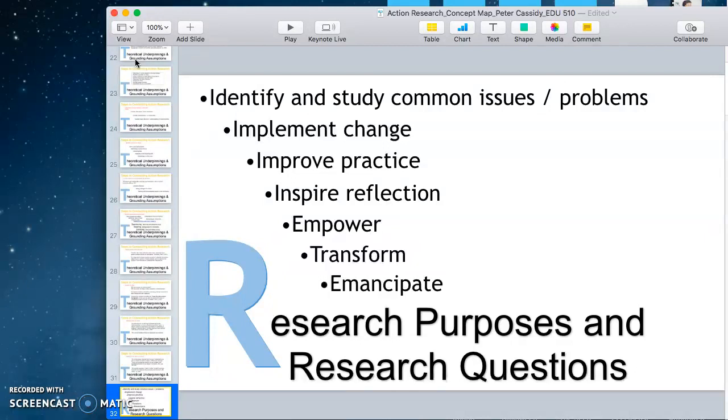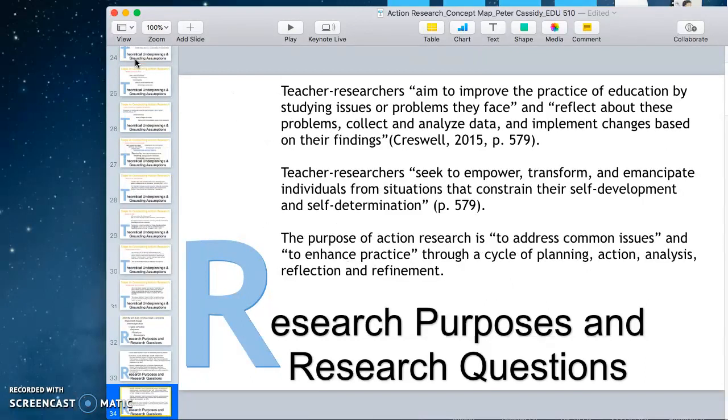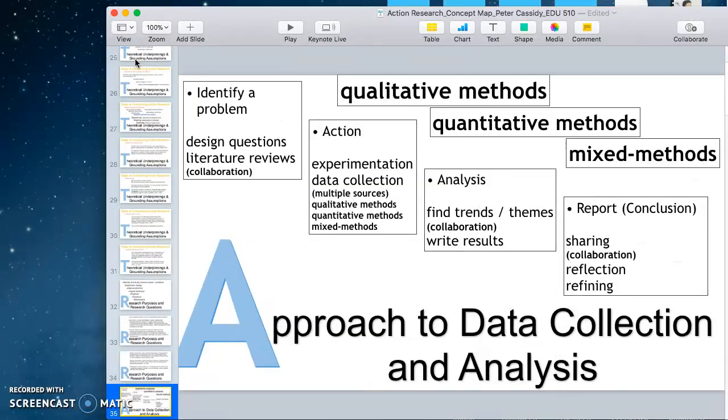Because you want to implement change. You want to improve practice, your own and the practice of your students. You want to inspire reflection. You're not going to be satisfied necessarily. You're going to see how you can make things better. Because in the end, we want to empower, transform, and emancipate ourselves and our students, people in society. Once again, take a look at that.